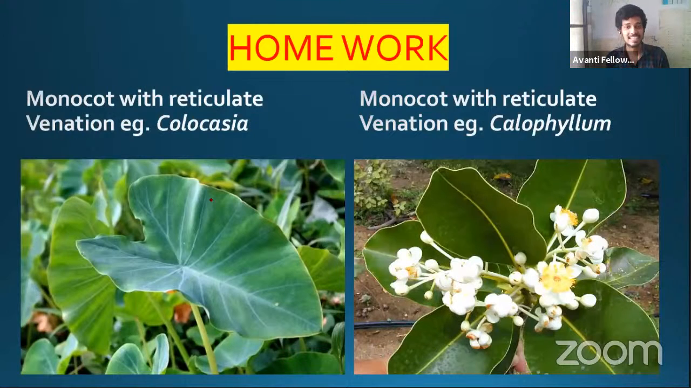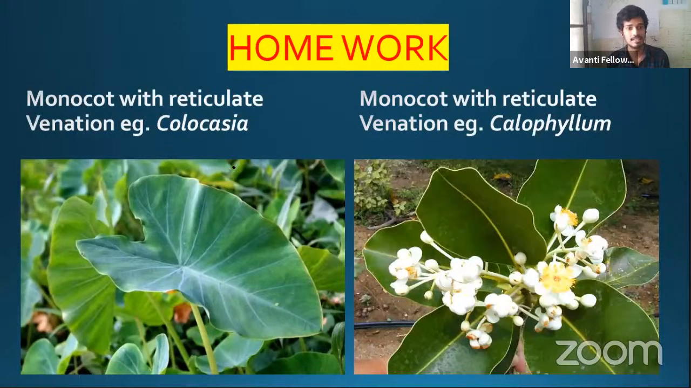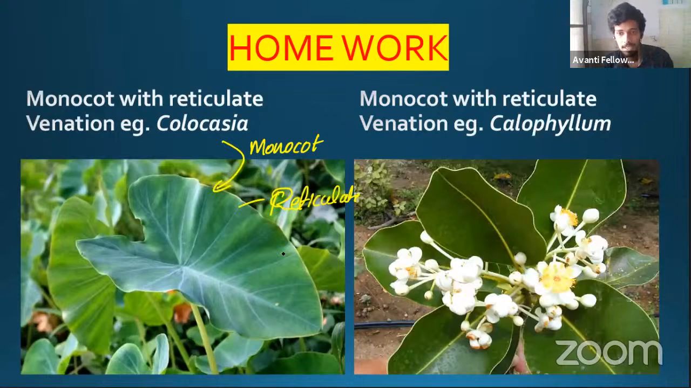The easiest and best answer will be Colocasia. What you can see here is a monocot plant, but as you can see, it has a reticulate kind of venation. So when I'm asking for a monocot with reticulate venation, you can name Colocasia.